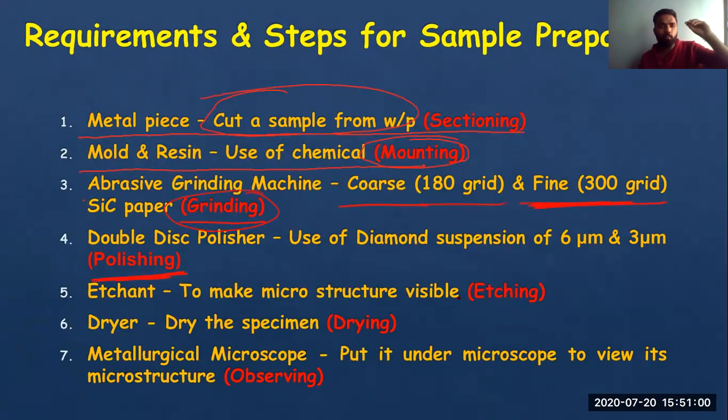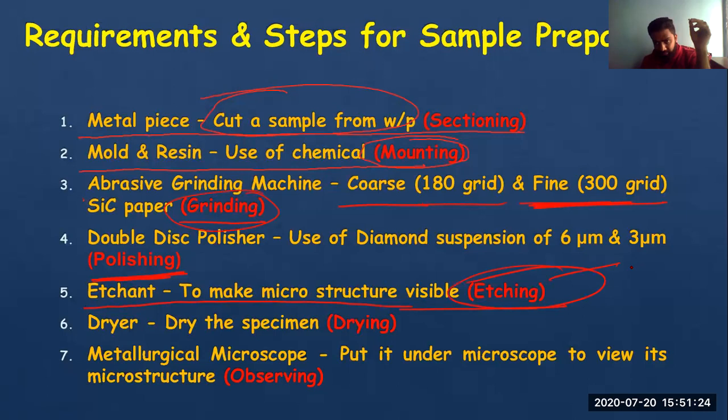I have not informed you about that step. Etching. Why do we do etching? To make the grains, whatever the grain structure is, visible. Even polishing won't serve your purpose, because to make your microstructure visible, you have to pour some kind of chemical. That chemical is called an etchant. What does the etchant do? The etchant makes the microstructure visible under the microscope. If you are not pouring etchant, even polishing won't help the purpose.